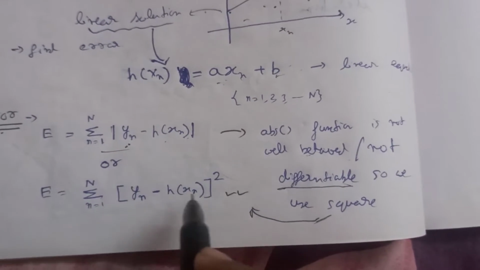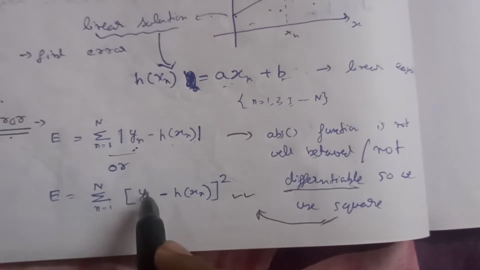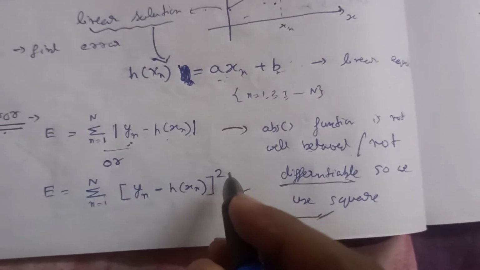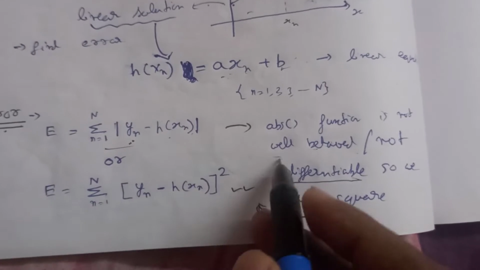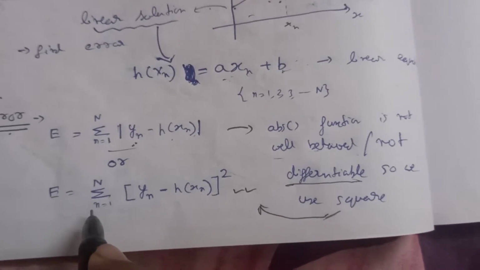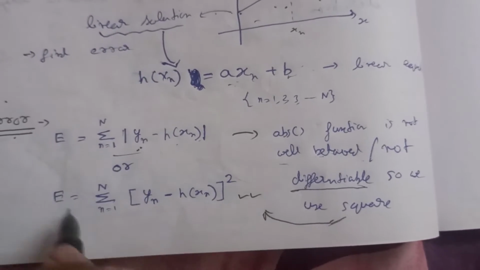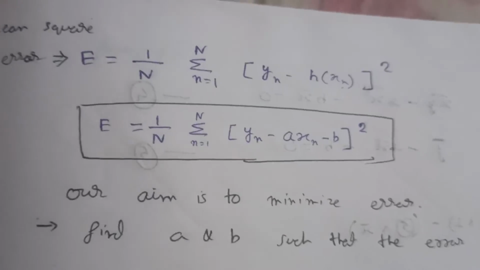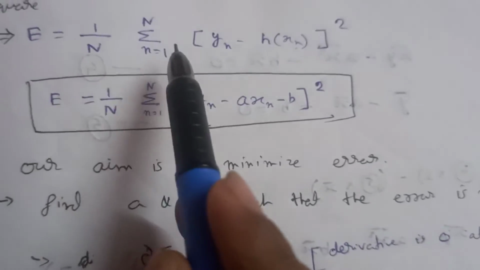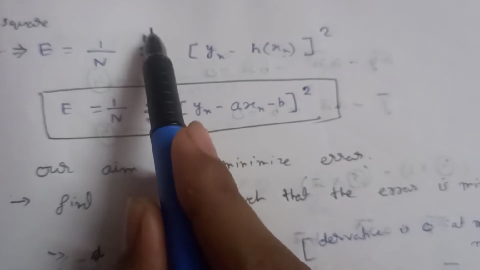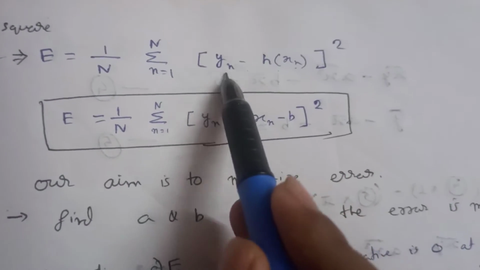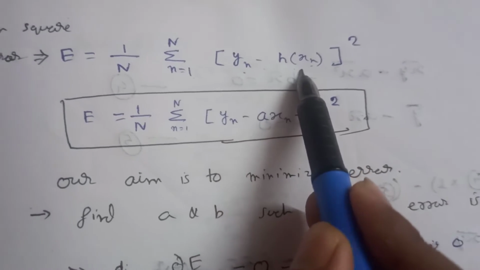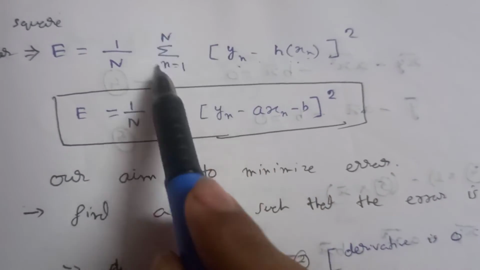So we are squaring the error. If the error is negative or positive, after getting squared, it is always going to be positive. And we are taking the summation of the errors from all points, from n equals 1 to capital N. So this is our total error: the sum from n equals 1 to N of (yn minus h of xn) whole squared. Here yn is the actual value, h of xn is the predicted value, and this summation is for all points.